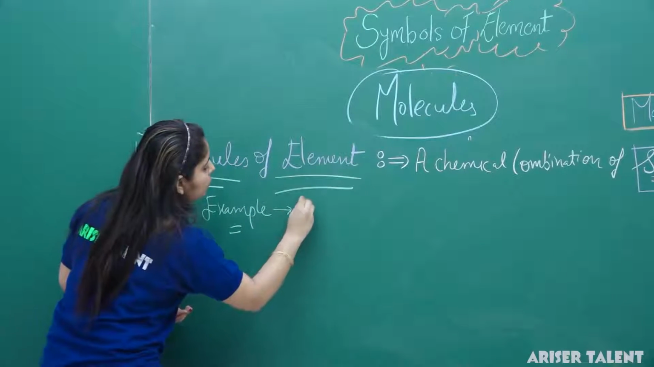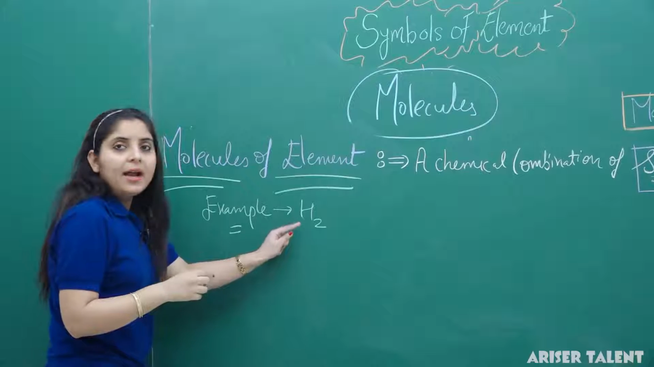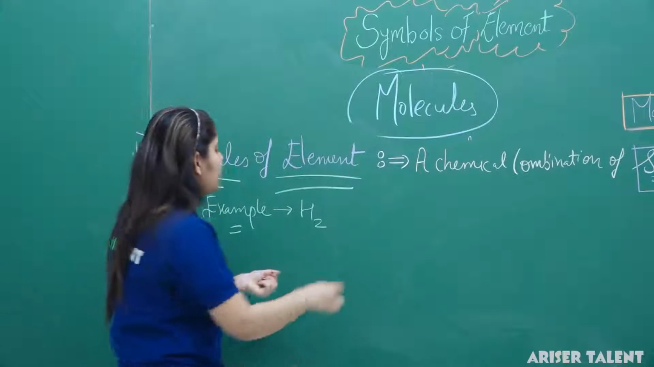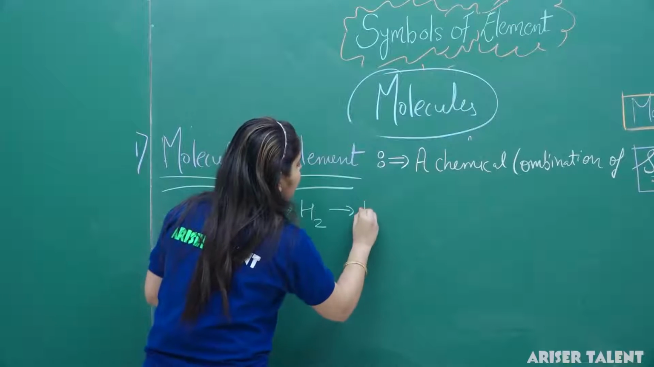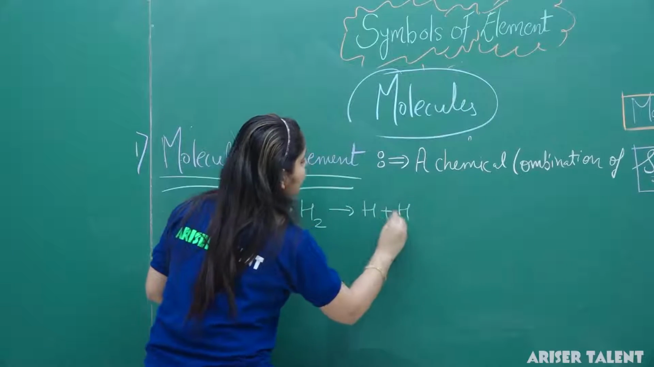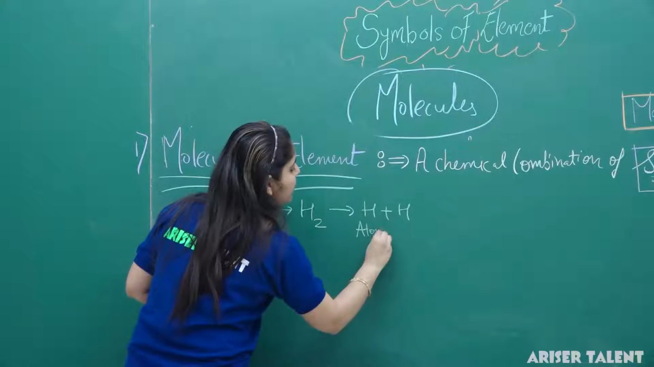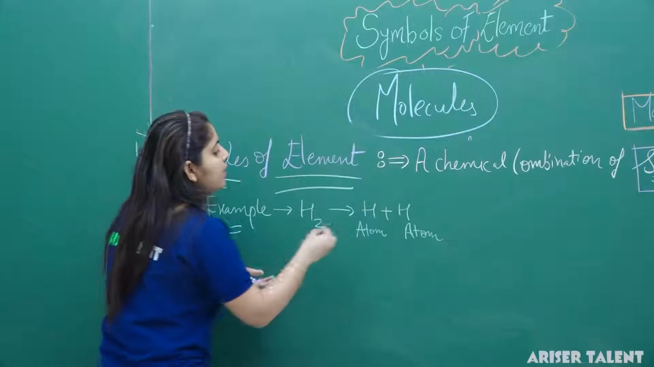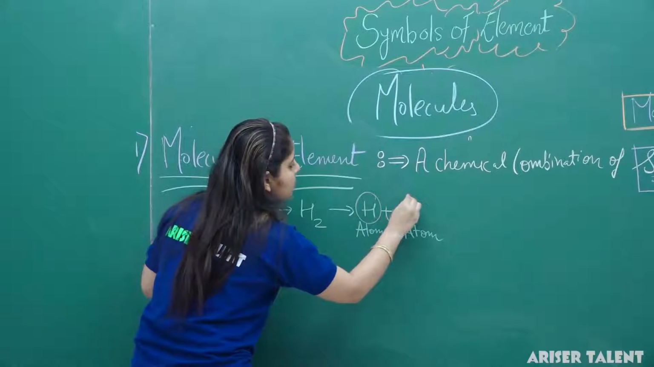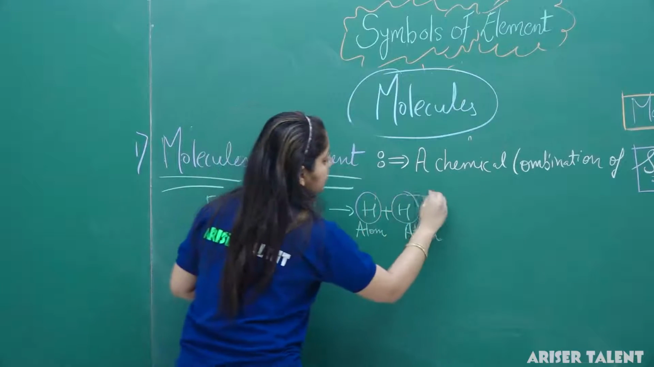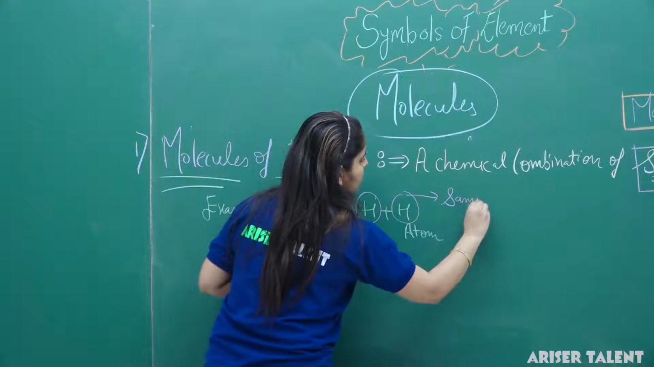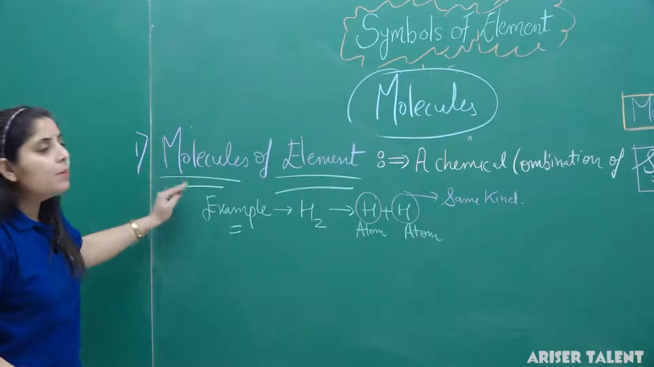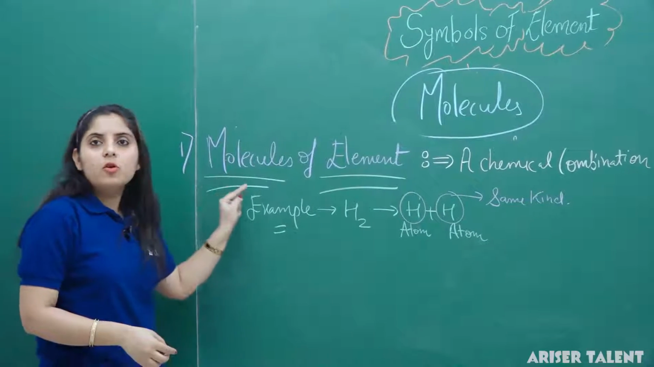Suppose I am saying H2. It means H2 is formed by the combination of two H atoms. One H atom and another H atom. This is an atom of hydrogen, and this is again an atom of hydrogen, and these are the same kind of H atoms. So we may say that these are the molecules of an element.